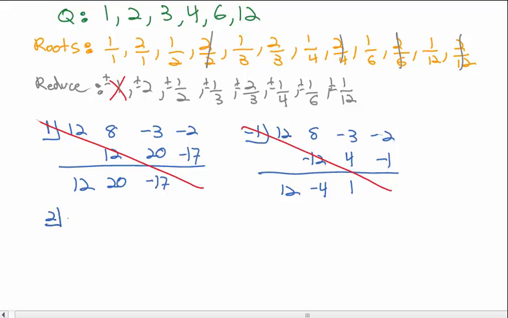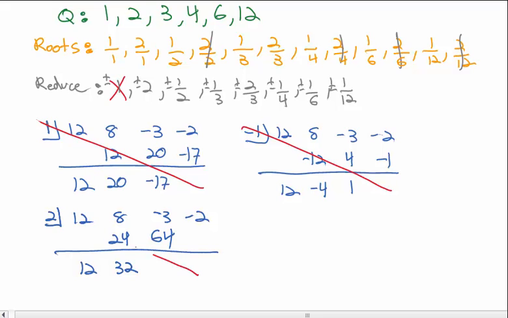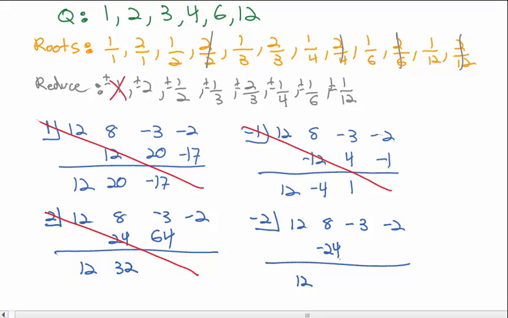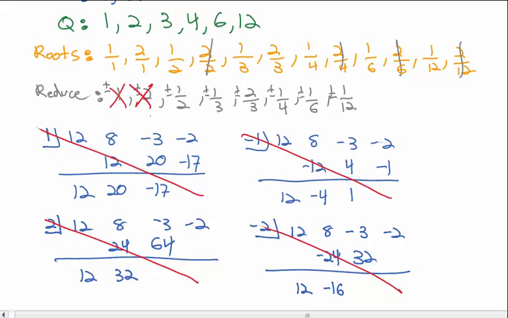So 1 didn't work. We're going to try 2 with 12, 8, -3, and -2. 12 times 2 is 24, plus 8 is 32, times 2 is 64. I can see already these numbers are getting huge. Probably not going to work. Let's try -2. With 12, 8, -3, and -2. Bring down the 12. Times -2 is -24. Plus 8 is going to be -16. Times -2 is 32. Again, it's getting huge. It's not going to go away. So the 2's are out.